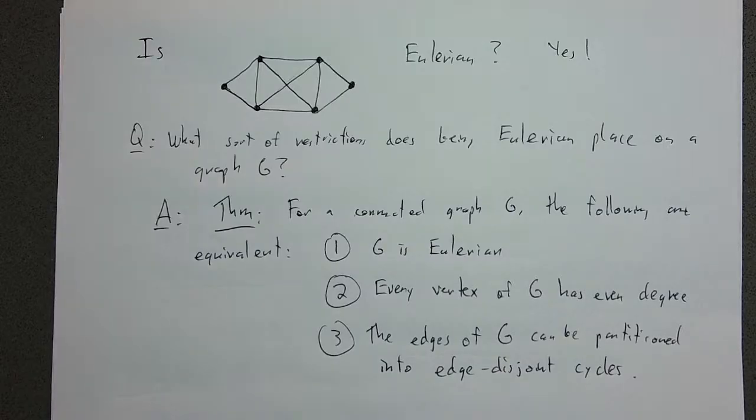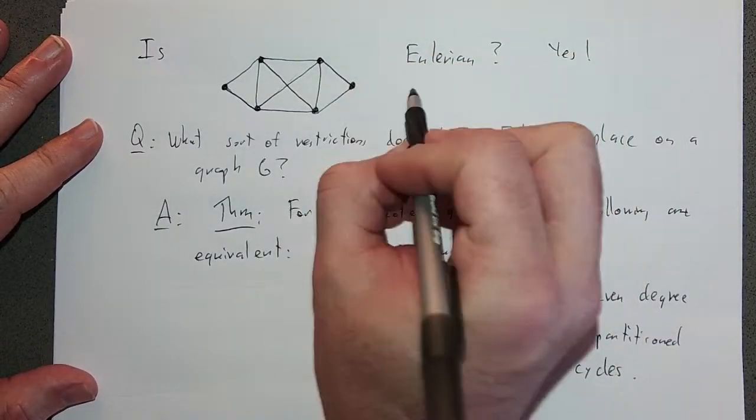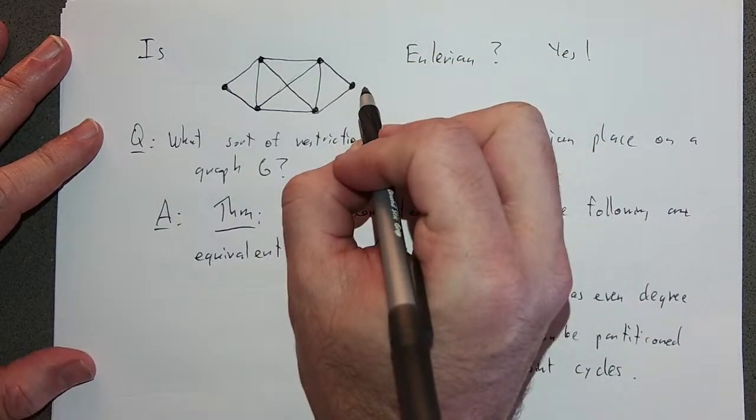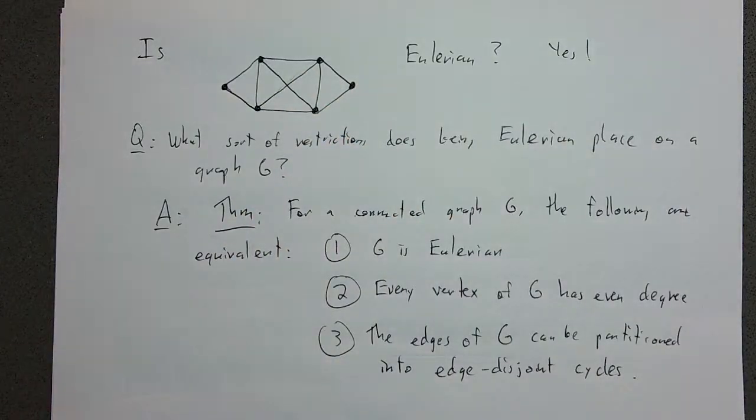Obviously, having degree 1 is a problem for having an Eulerian circuit. Like, say, a leaf in a tree, right? Having degree 1 is a problem because if you get to that vertex, you can't go back. And if you start at that vertex, you can't go back to it without repeating that edge. So degree 1 is clearly a problem.